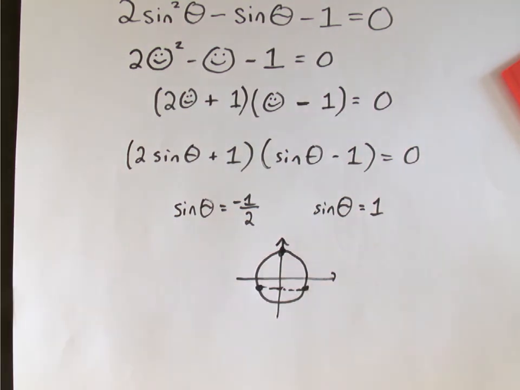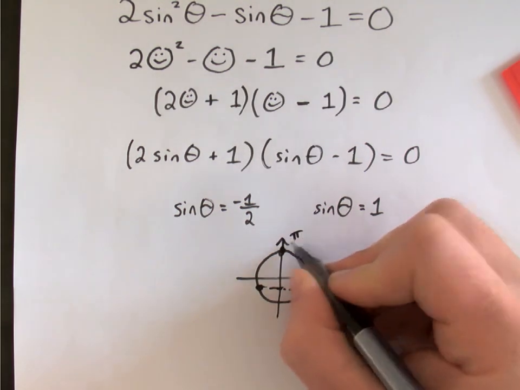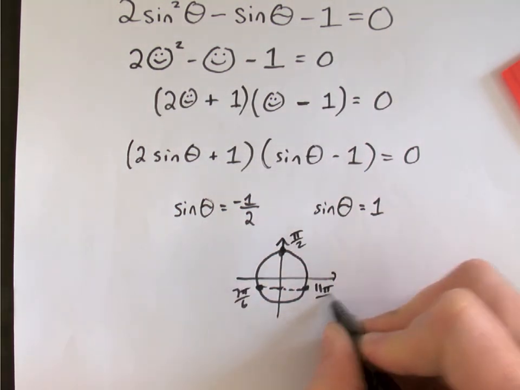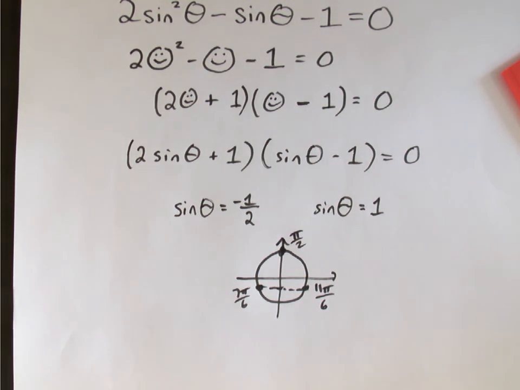So you can see this problem is going to have 3 solutions. I'm going to have pi over 2, 7 pi over 6, and 11 pi over 6. Okay. Now, if I was asked to find all the solutions on the interval from 0 to 2 pi, those would be my 3 answers. I'd put them in my list and I'd be done.